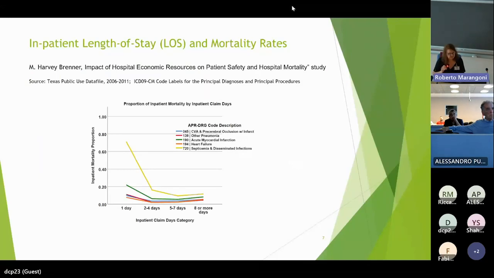Next is a study that Harvey had done on the impact of hospital economic resources on patient safety and hospital mortality. This is from a database that uses public use data. It shows the years 2006 over a 6-year period to 2011. On the left-hand side is the proportion of inpatient mortality, and on the right-hand side, it's showing what is happening for the 5 most important causes of death after admission.